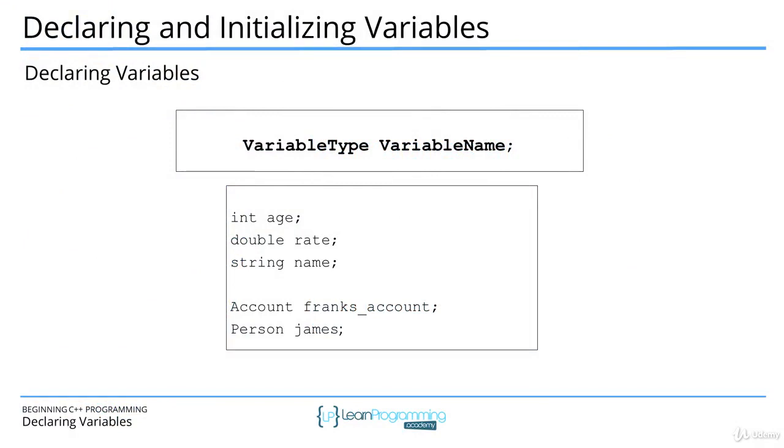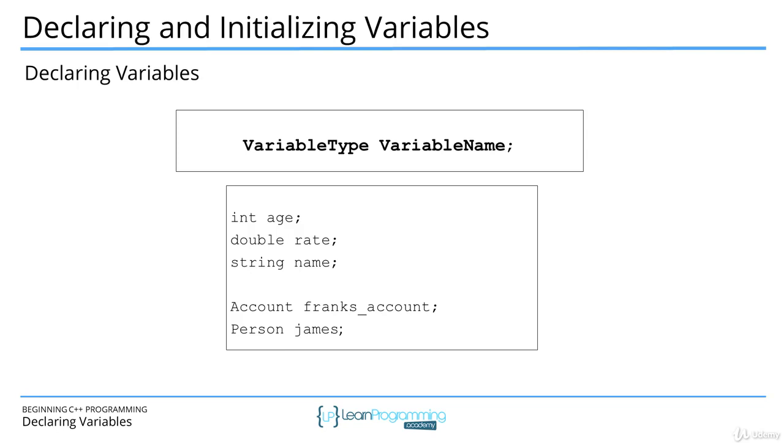First, you tell the compiler what the type of the variable is. Then you tell the compiler what the name of the variable is. And finally, you terminate the declaration with a semicolon. Later in this section, I'll go over some of the basic C++ types, but here are a few as a preview. Int is an integer or a whole number. A double is a floating point number. And a string is a sequence of characters like you would see in my name, Frank.